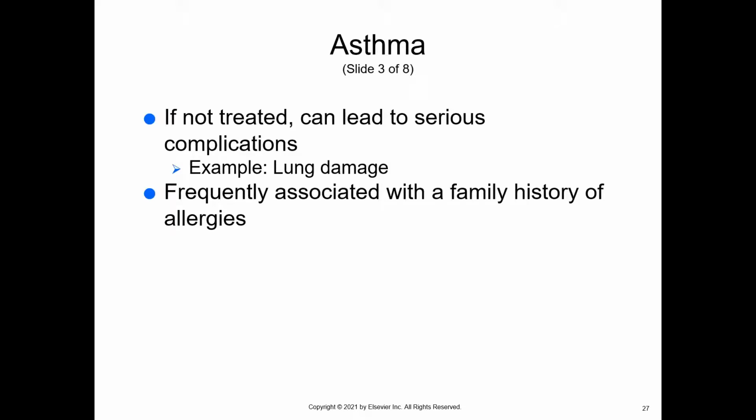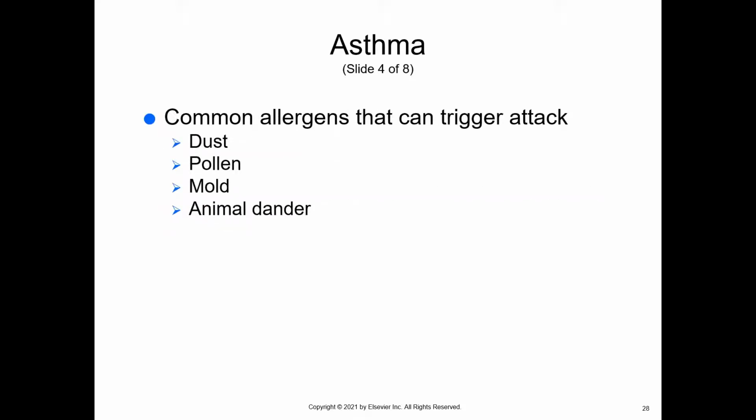We think about things like allergies when we think about asthma: some allergen irritating the lungs and the body responding more severely than it otherwise would in somebody without asthma. Some allergens that can trigger the attack: dust, pollen, mold, animal dander. These impurities in the air can trigger reactions.